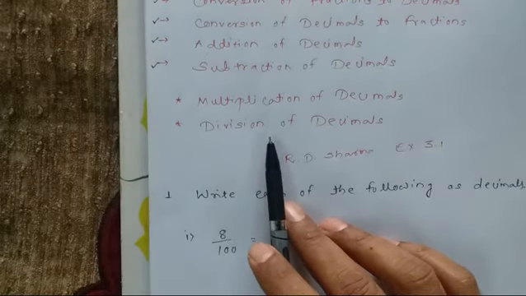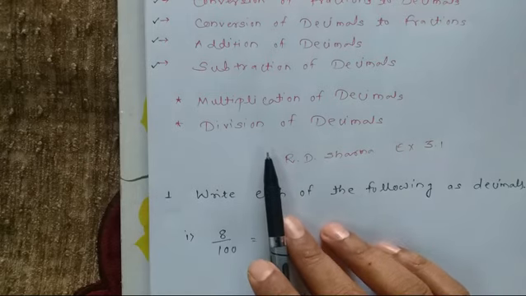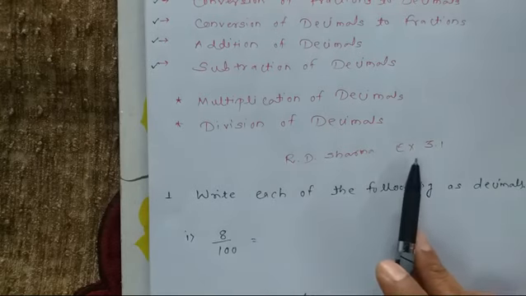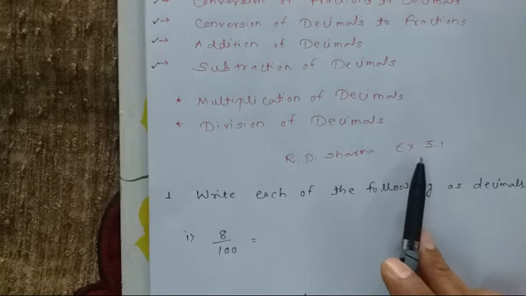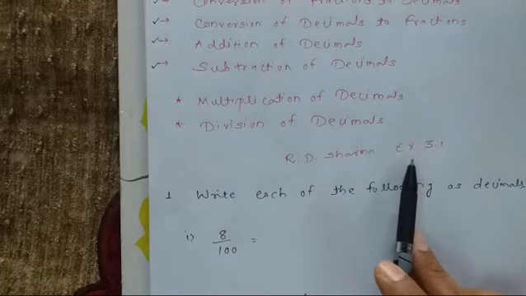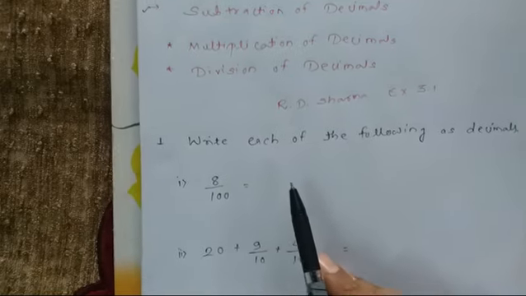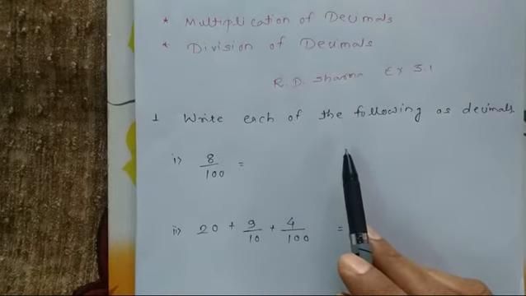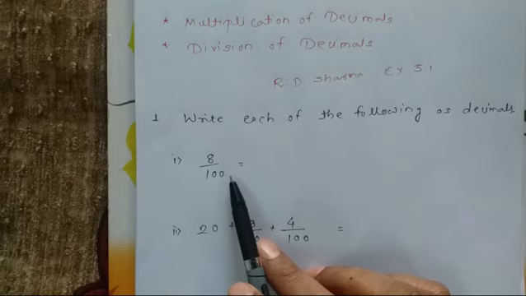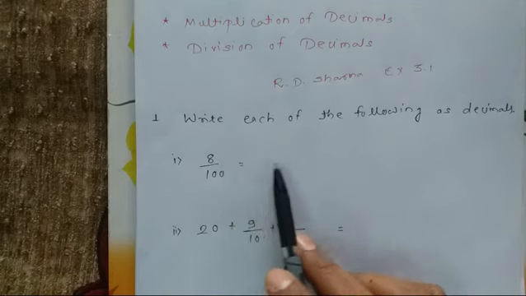So before starting multiplication and division of decimals, let's complete exercise number 3.1, which is based on basic concepts that you have already studied in the 6th standard. Now see the first question. The first question is: write each of the following as decimals. Means here fractions are given and we have to convert that fraction into decimal.